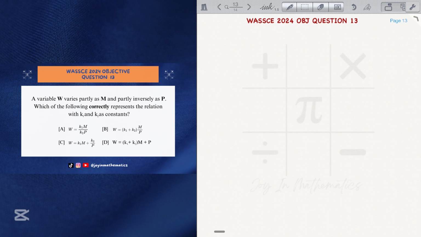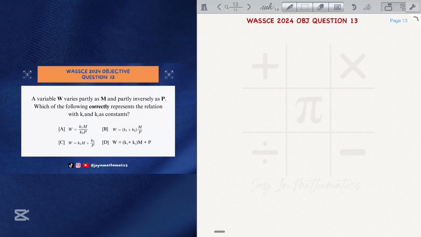Let's proceed on to WAEC 2024 objective question number 13. We have a question on proportionality here. It says a variable W varies partly as M, that's directly proportional to M, and also partly inversely as P. Which of the following correctly represents the relation, with K1 and K2 as constants?